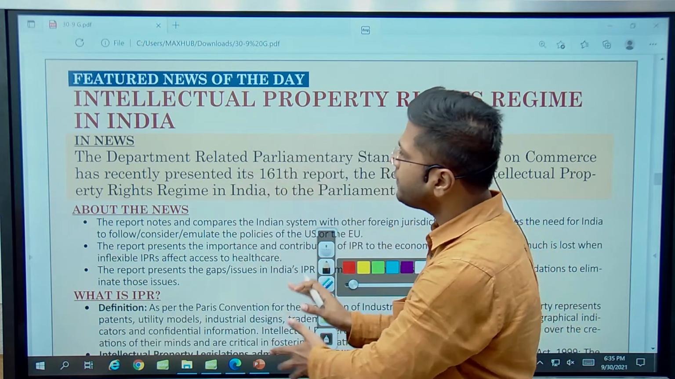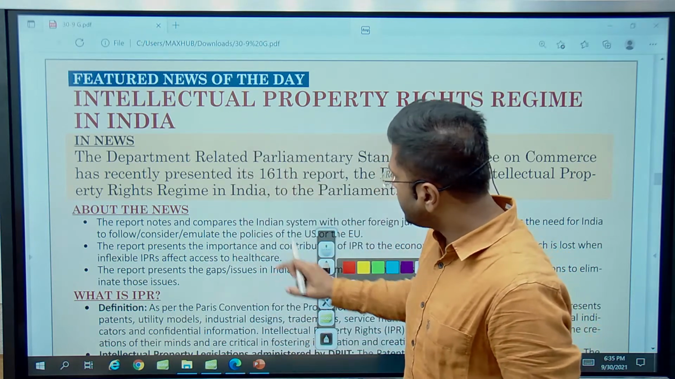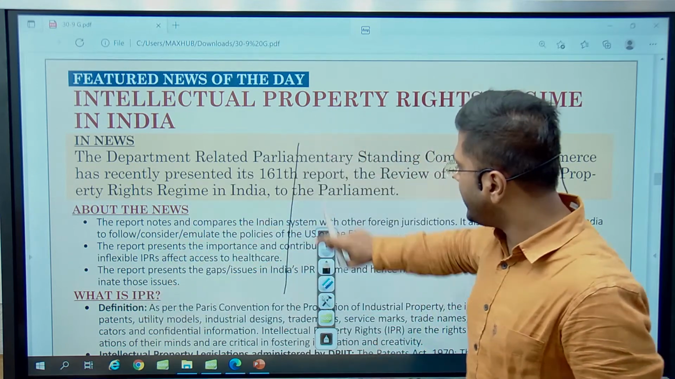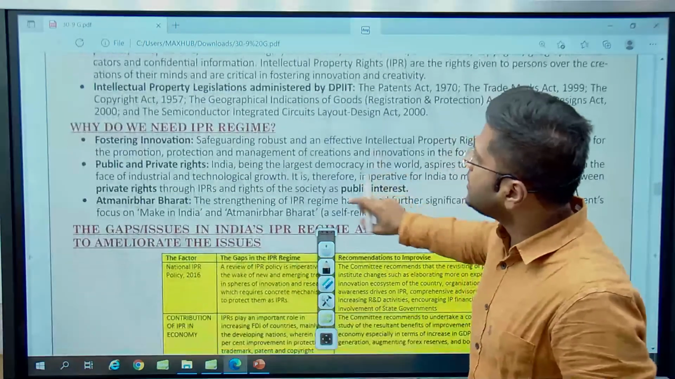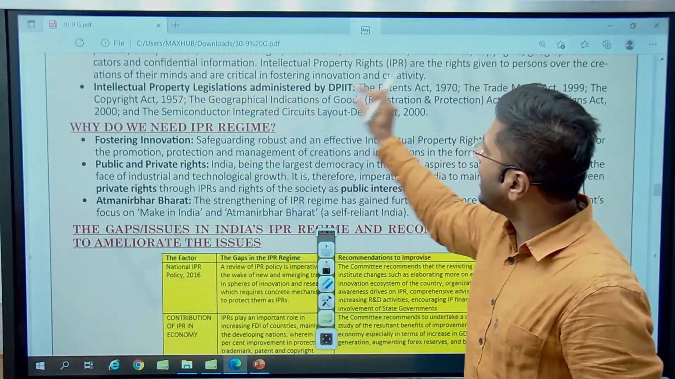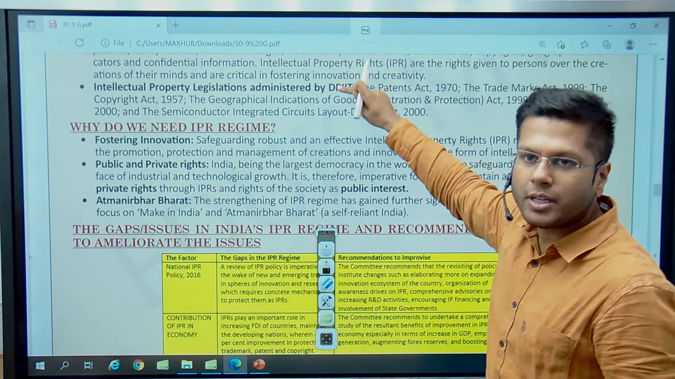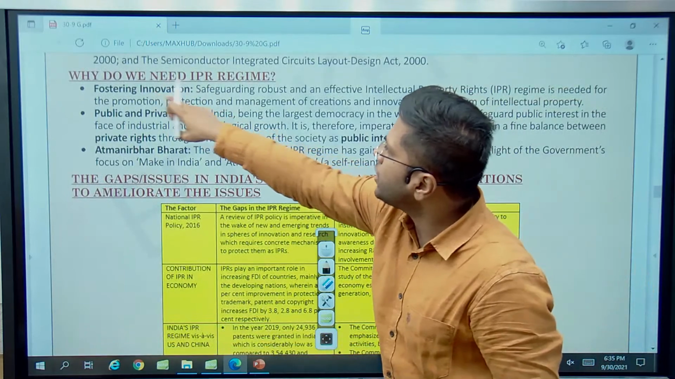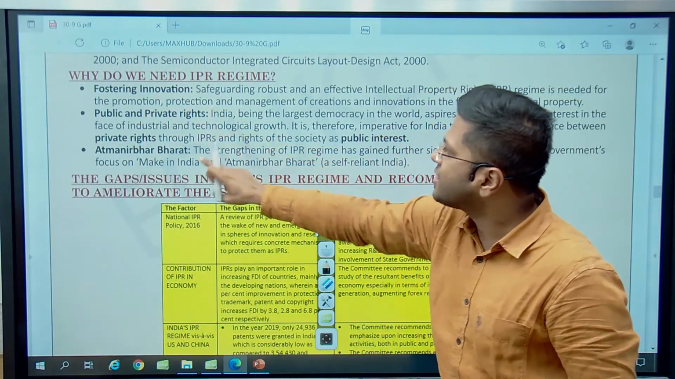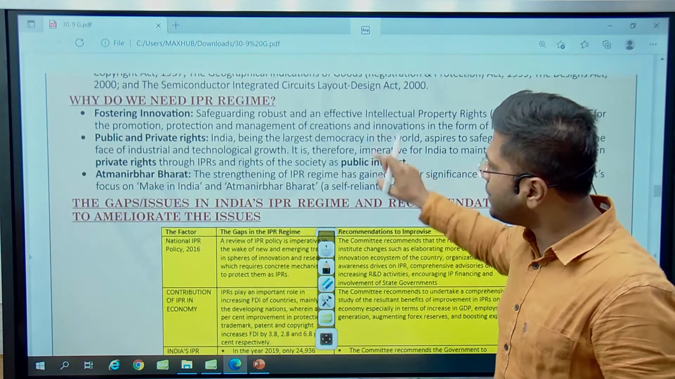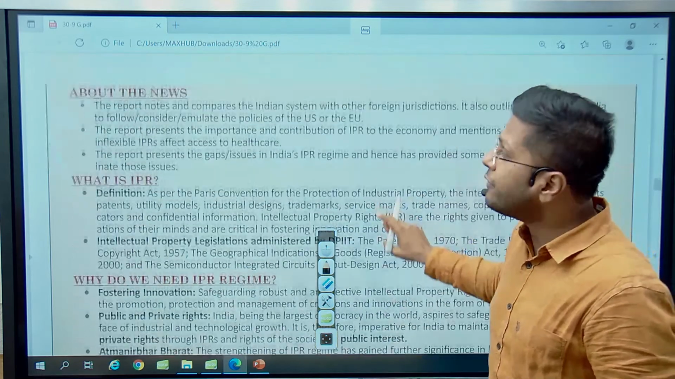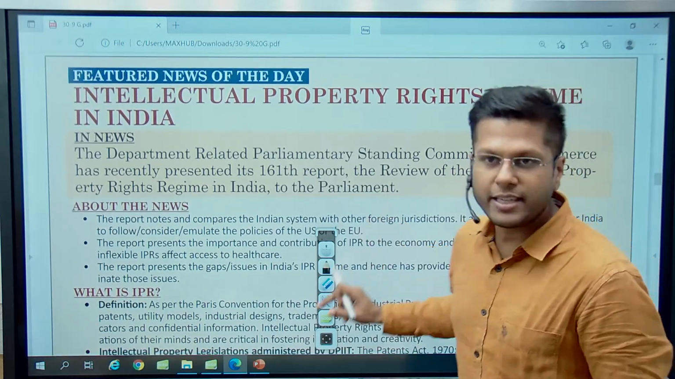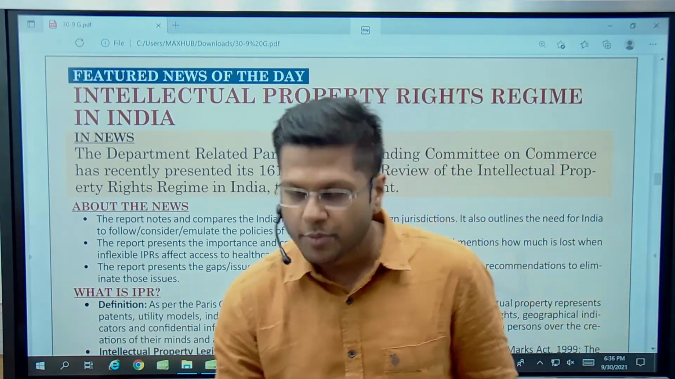And if you download the PDF, you will be able to read the whole newsletter, and the places which are highlighted, those could become keywords. A very simple example of this is: Intellectual property legislations. Highlighted DPIIT, the Department for Promotion of Industry and Internal Trade, right? The part of the Ministry of Commerce, fostering innovations, public-private rights, some important keywords, right? So these are some hints you can use, but you might have to read if you're not looking at the video. But if you're a part of the video, then it becomes easier for you. All right, so let's begin the discussion.